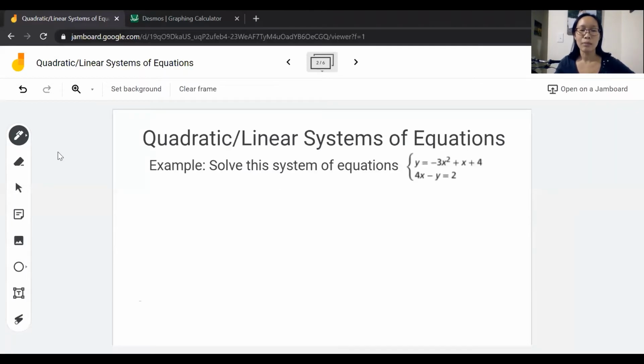In this example, we're asked to solve the system of equations y equals negative 3x squared plus x plus 4 and 4x minus y is equal to 2. This is a long process, and our first step is to solve our linear equation for y.